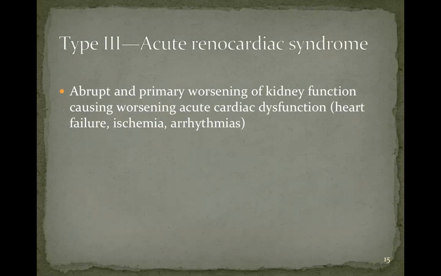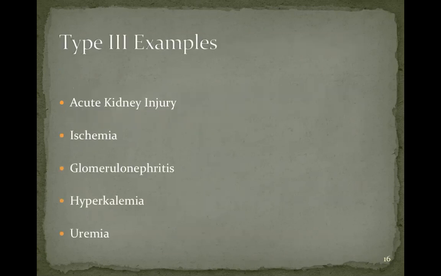Type 3 cardiorenal syndrome is defined more as acute renal cardiac syndrome. It affects the renals first and then in turn affects the cardiac cycle. It's abrupt and primary worsening of kidney function, which in turn causes worsening cardiac dysfunction, leading to possible heart failure, ischemia, and arrhythmias. Some examples of type 3 CRS include acute kidney injury, ischemias, glomerulonephritides, hyperkalemia, and uremia.